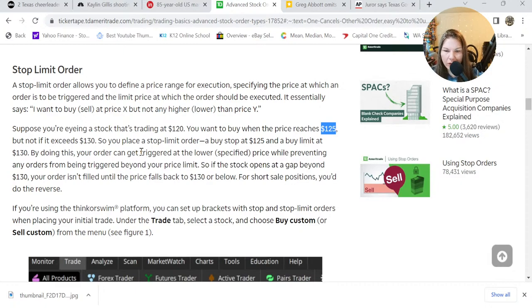Okay, we're going to still go along with their example, even though I don't understand it. So you place a stop limit order, a buy stop at 125 and a buy limit at 130. By doing this, your order can get triggered at the lower price while preventing any orders from being triggered beyond your limit price. So if the stock opens at a gap beyond 130, your order isn't filled until the price falls back down to 130 or below. For short sell positions, you'd do the reverse.